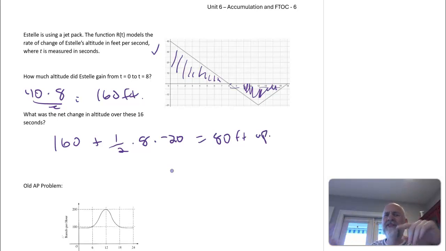So, okay, this is a little different. So the curve could be below the x-axis, and that stands for a loss of something. In this case, it's a loss of height.